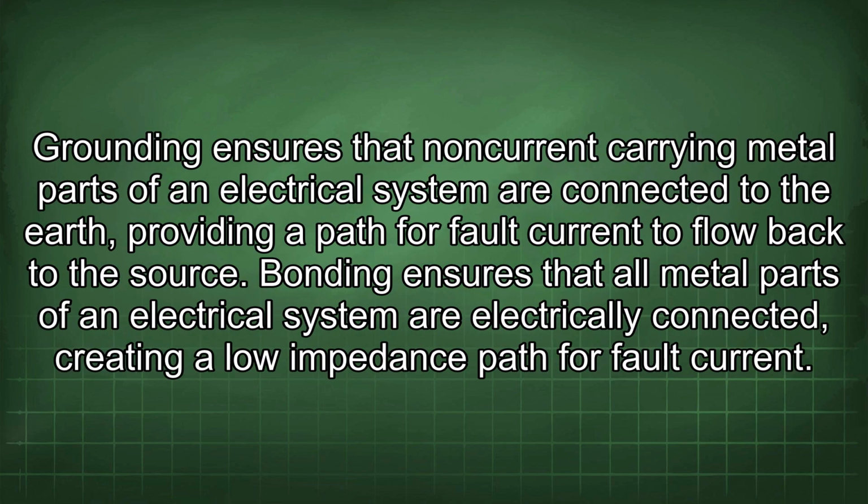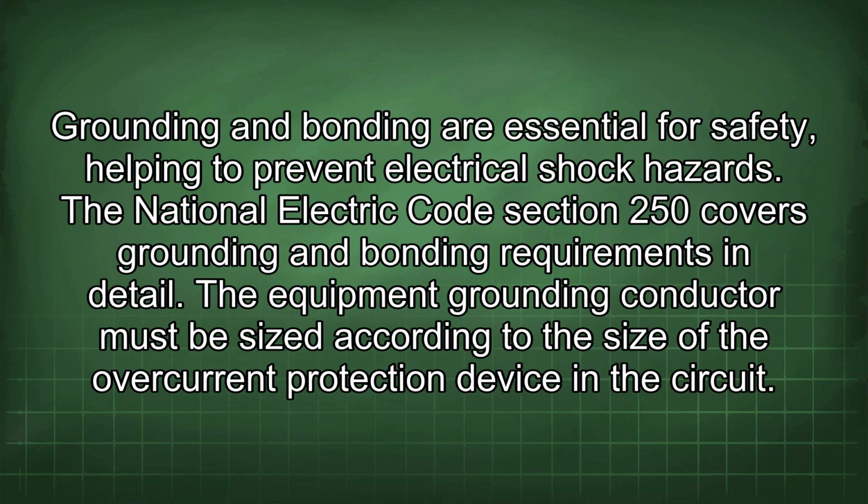Grounding ensures that non-current carrying metal parts of an electrical system are connected to the earth, providing a path for fault current to flow back to the source. Bonding ensures that all metal parts of an electrical system are electrically connected, creating a low impedance path for fault current. Grounding and bonding are essential for safety, helping to prevent electrical shock hazards.